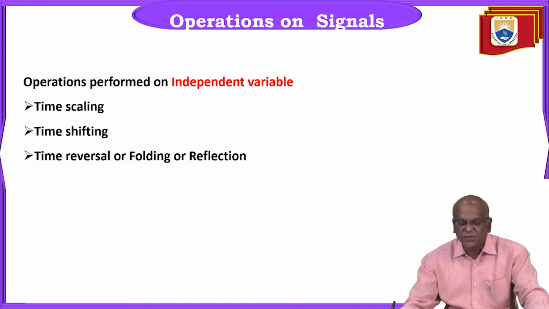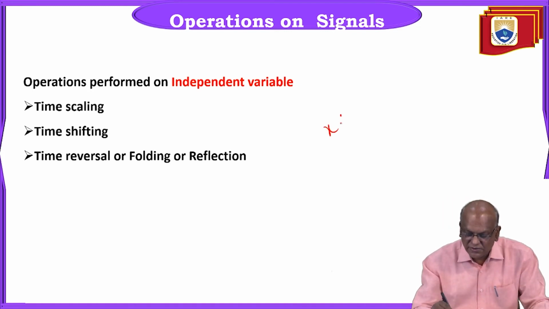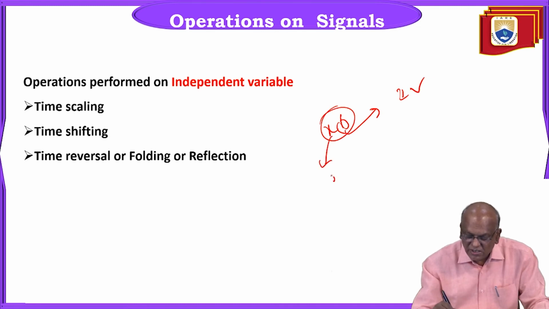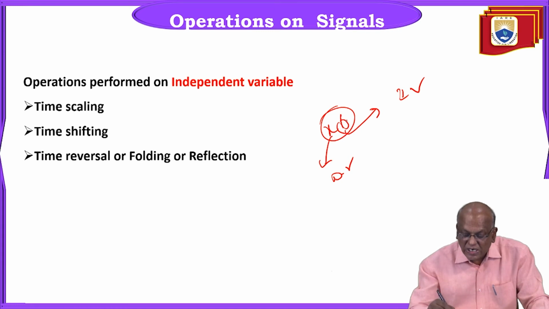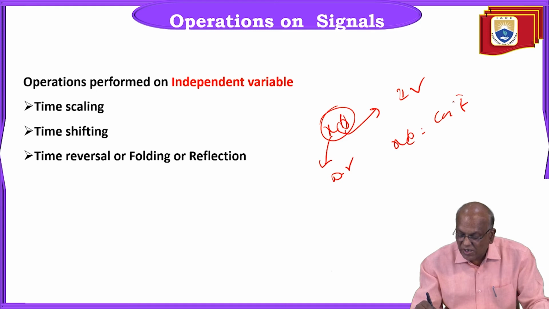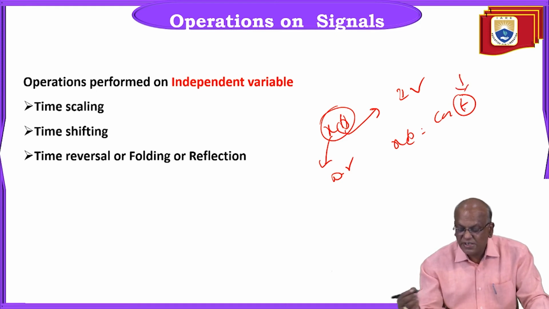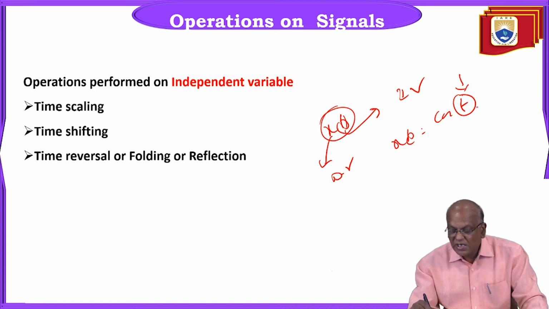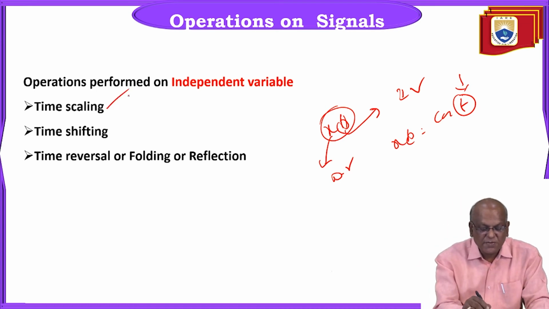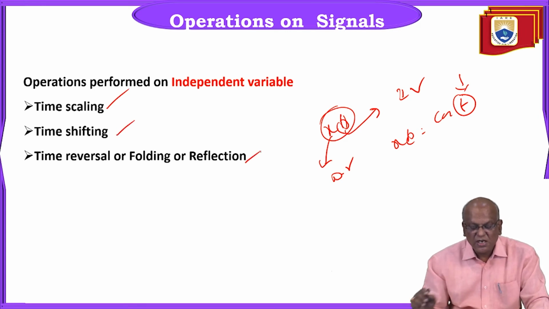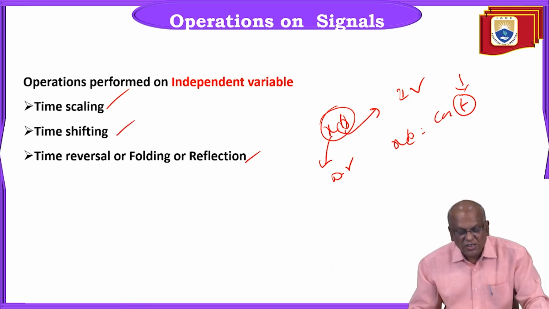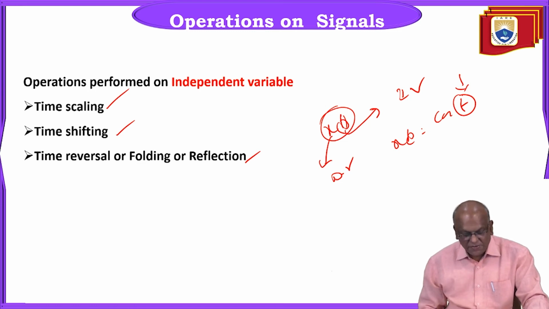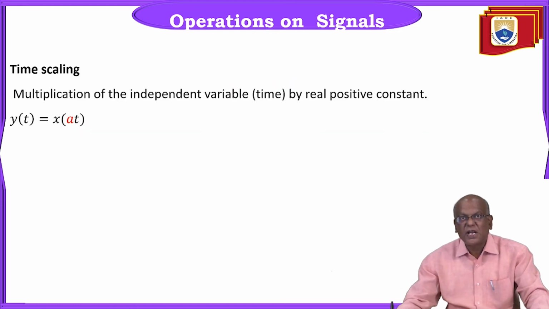Next we go for the next step: operations on the independent variable. You know that for any function x of t, t is defined as the independent variable, and x of t is called the dependent variable. Now I can perform an operation on t. For example, x of t equals cos t. Here t is an independent variable, and we can consider t as time. Those are the time scaling operation, the time shifting operation, and the time reflection, folding or reversal operation. Let us go for the time scaling operation.